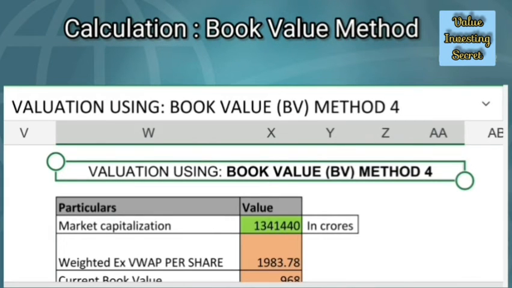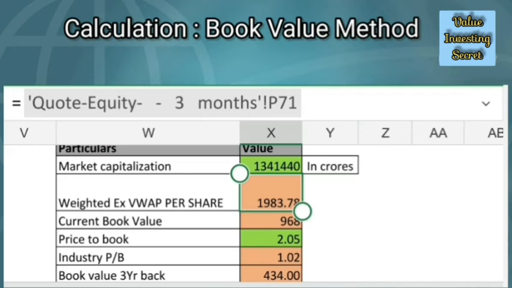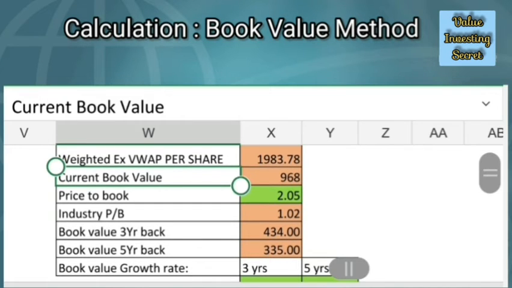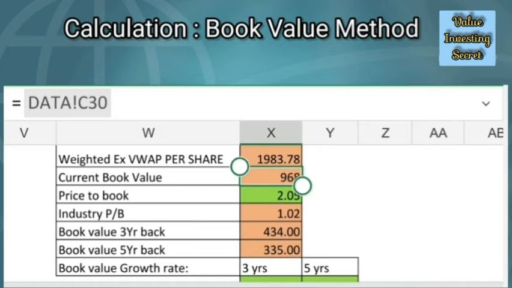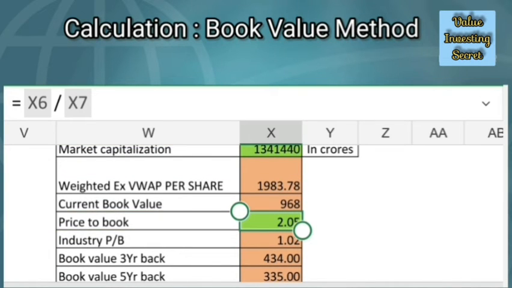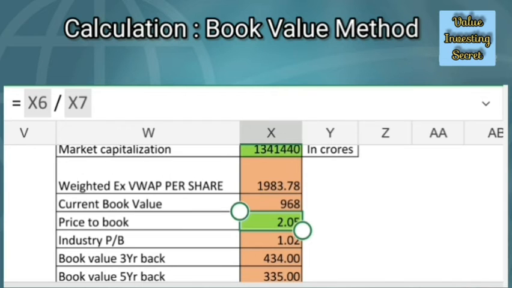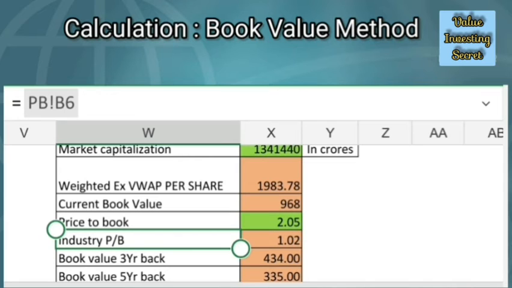Now we will calculate in the book value method. For this we again need market capitalization and weighted XVWAP per share, then the current book value of the company. With the current book value and weighted VWAP we can calculate price to book, that is total market cap divided by XVWAP. We got 2.05. This is the ratio, it is P to BV.